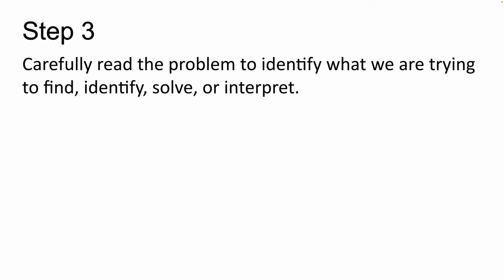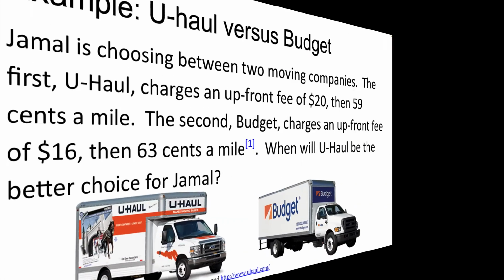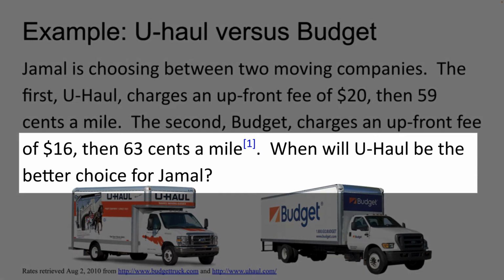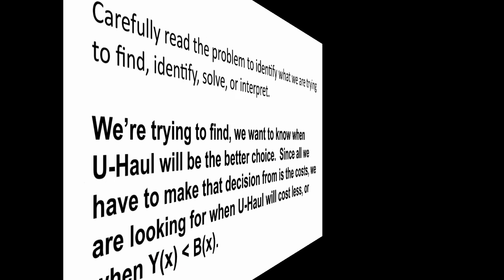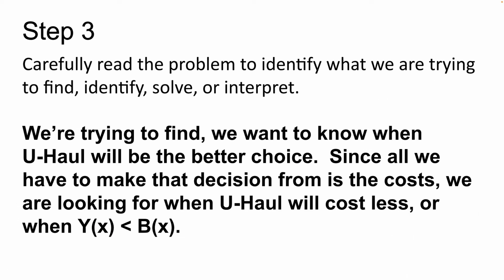In step 3, we need to carefully read the problem to identify what we're trying to find, identify, solve, or interpret. Toward the very last sentence, we see that we are trying to find when will U-Haul be the better choice for Jamal. So we want to know when the U-Haul will be the better choice. Since all we have to make that decision from is the cost, we are looking for when U-Haul will cost less, or in other words, when the y of x function will be less than the b of x function.